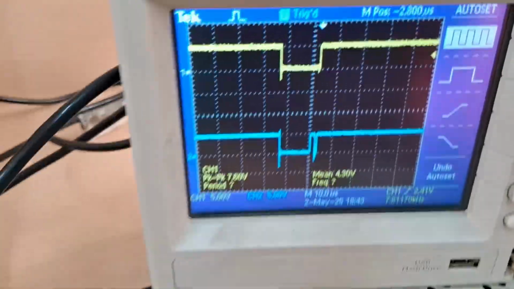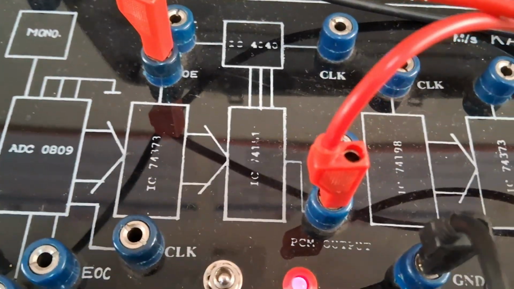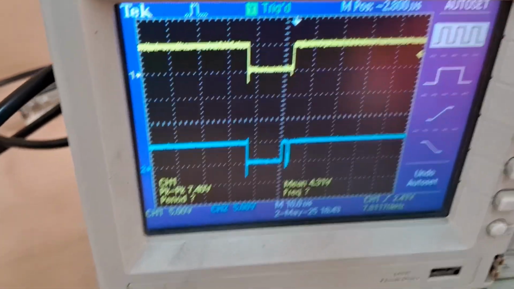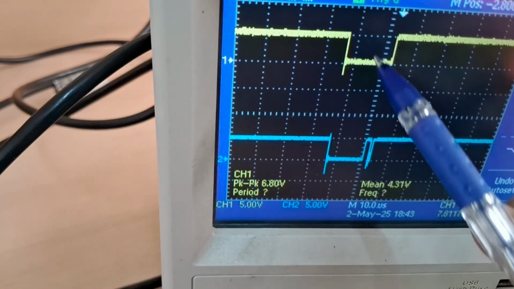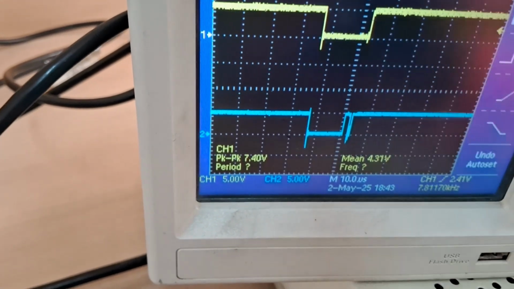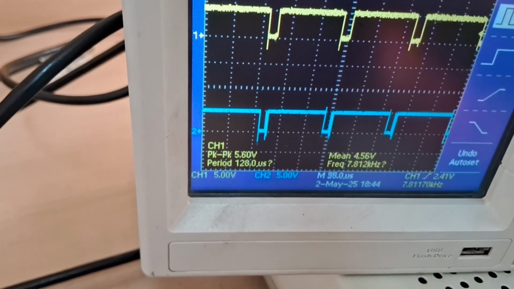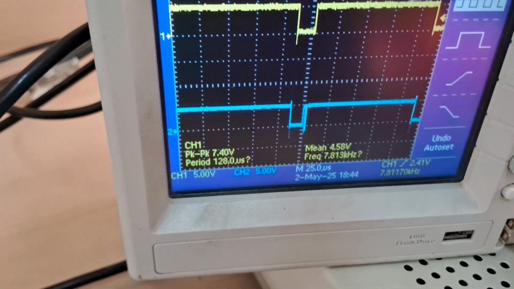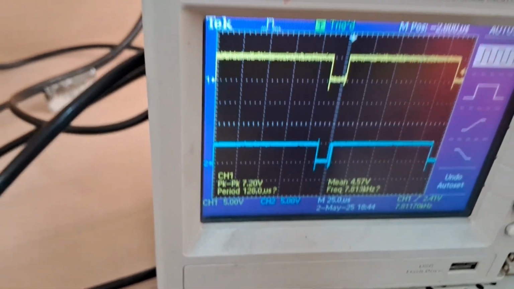Now what I have done is connected OE bar of the latch and the PCM output together. What you can see is that it is active low. Who is active low? OE bar is going active low and the PCM output will be held till OE bar is active low. So you can see the synchronization between OE bar and the PCM output over here, right? Now this is OE bar.